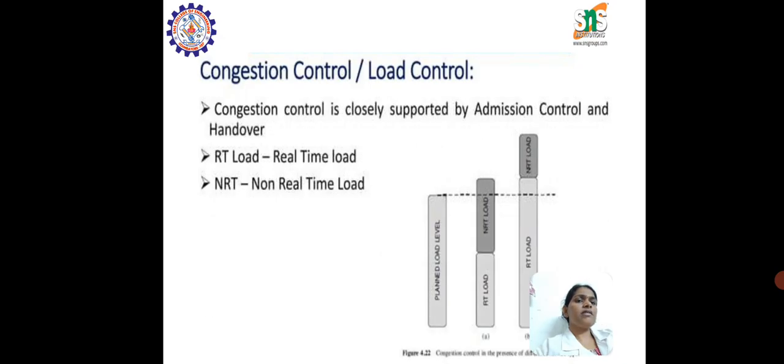And next is congestion control and load control. So here in this diagram you can clearly see that the congestion control is closely supported by admission control and handover, where RT load is the real-time load and NRT is the non-real-time load.